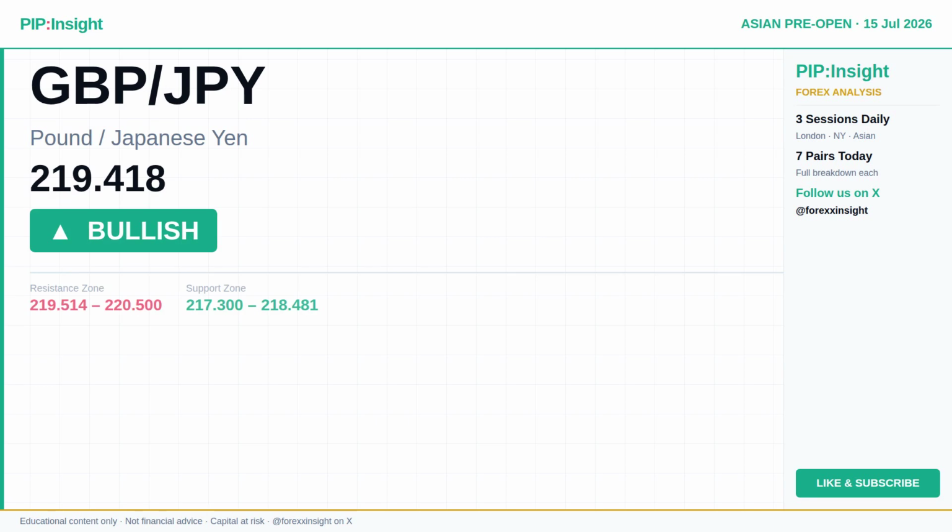Pound yen. The chart is showing clearly defined bullish structure on this session. The 4-hour trend is to the upside and the 1 hour is also pointing higher. Resistance is marked between 219.514 and 220.5. Support is marked between 217.3 and 218.481. Here is the full chart breakdown.